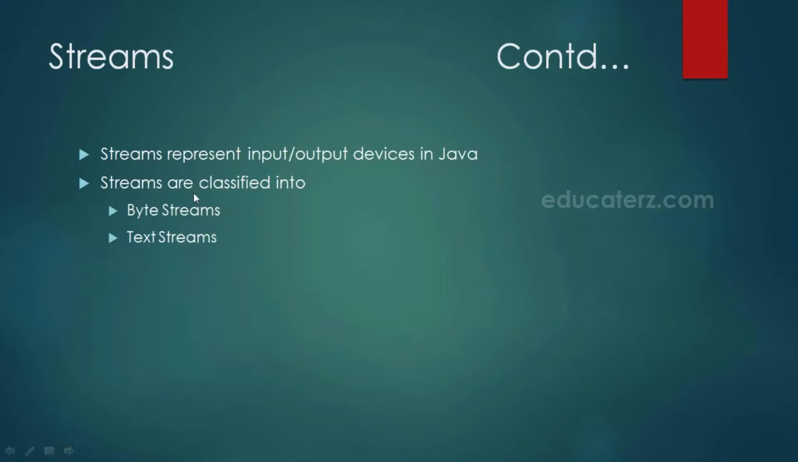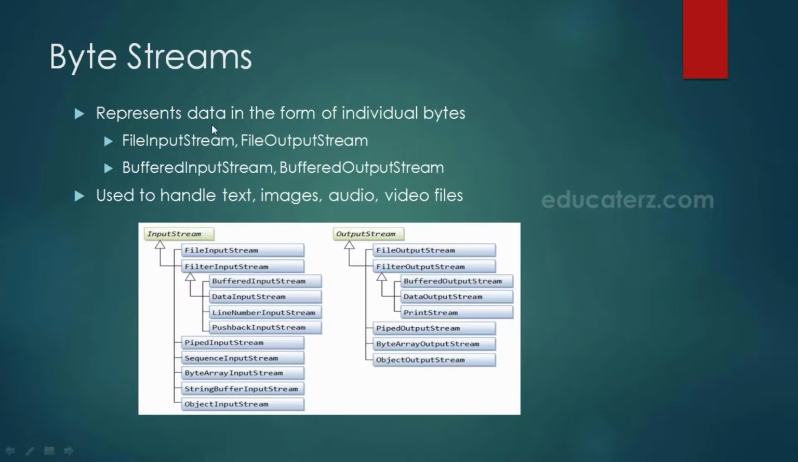So again, streams are classified into two types, byte streams and text streams. Byte streams represent data in the form of individual bytes. So the classes whose names end with stream come under byte streams, like FileInputStream, FileOutputStream, BufferedInputStream, BufferedOutputStream, and so on. Byte streams are basically used to handle text, images, audio, and video files.